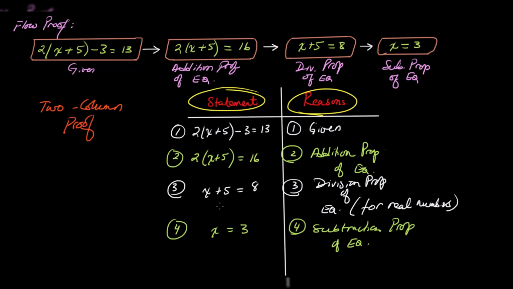So if you wanted to bring somebody's attention to step number 3, you can say, look at step number 3, where we have x plus 5 is equal to 8, and that was because of division property of equality for real numbers. So the setup for a 2-column proof has been tested and tried over time, and has become very popular because it is such an elegant way of proving things.